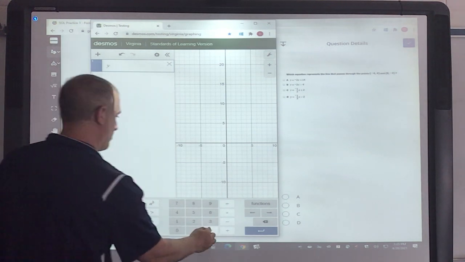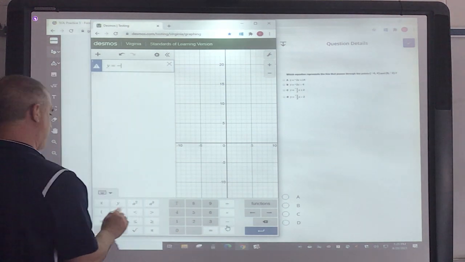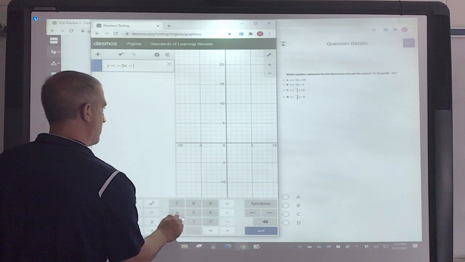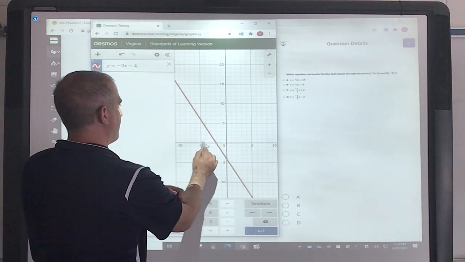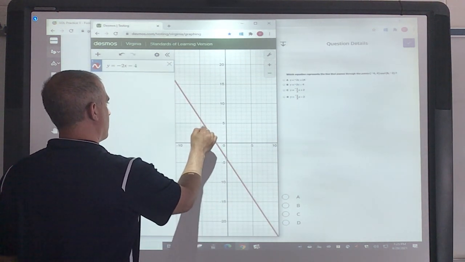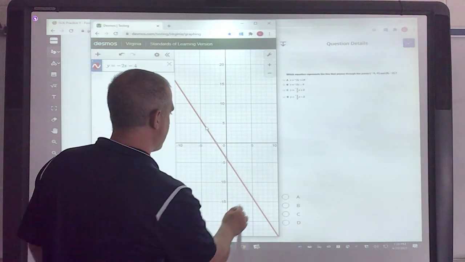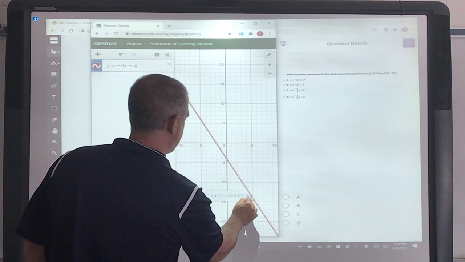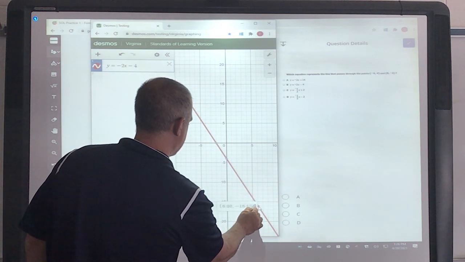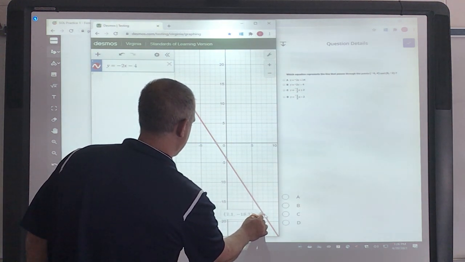Let's go to y equals negative 2x minus 4. If I go negative 4, 4, that's on the graph right there. Boom. Now let's see if 8, negative 2 is there. If I just trace this till I get to where it's 8, getting there, getting there, getting there.